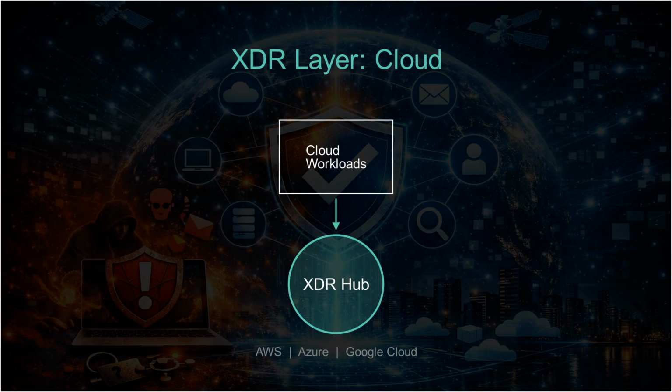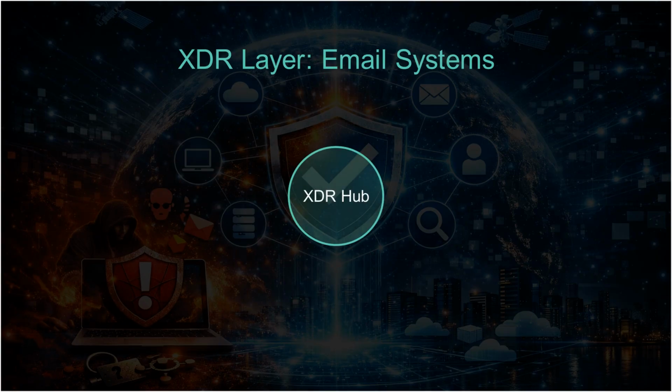Modern businesses host their most sensitive data on AWS, Azure, or Google Cloud. XDR integrates deeply with these platforms. XDR secures containerized applications, serverless functions, and cloud storage buckets against unauthorized access. The fourth layer focuses heavily on corporate email systems.